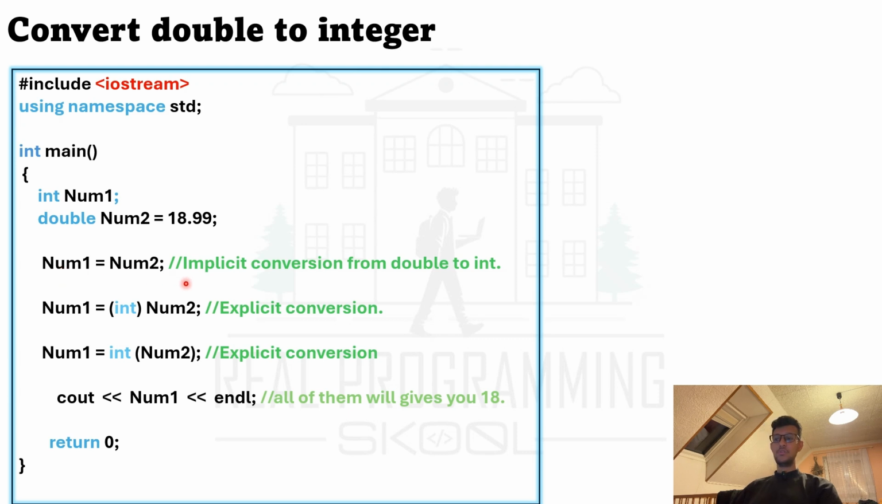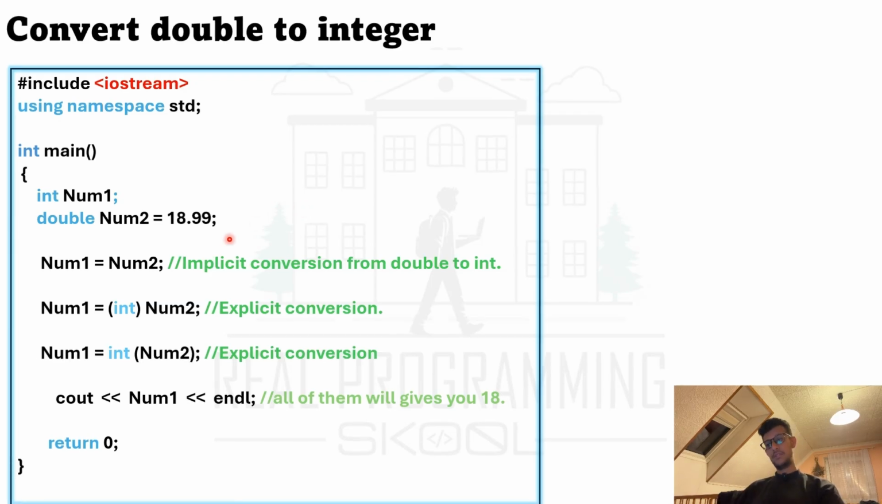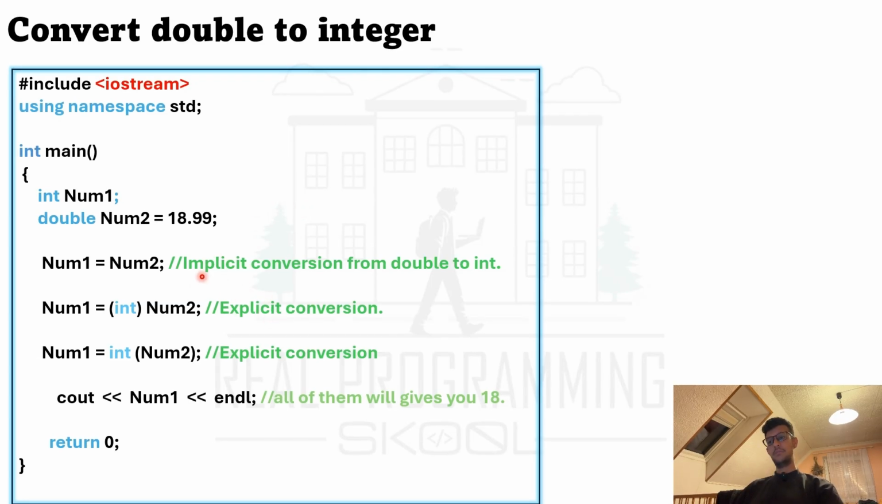This method we call implicit conversion. We have two methods to convert from data type to data type: implicit and explicit. Implicit means that we do not tell the compiler that we want to convert the value from one data type to another.